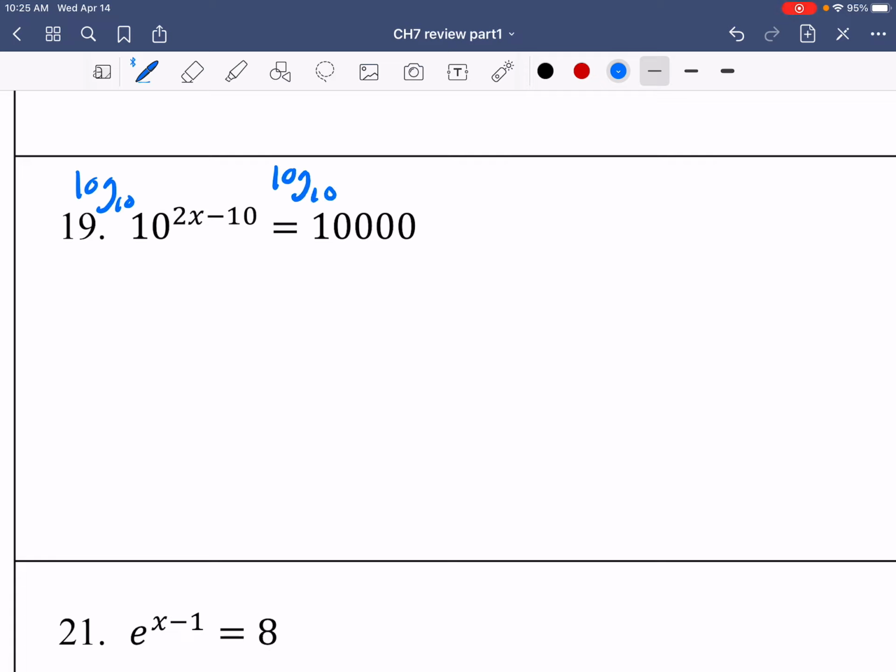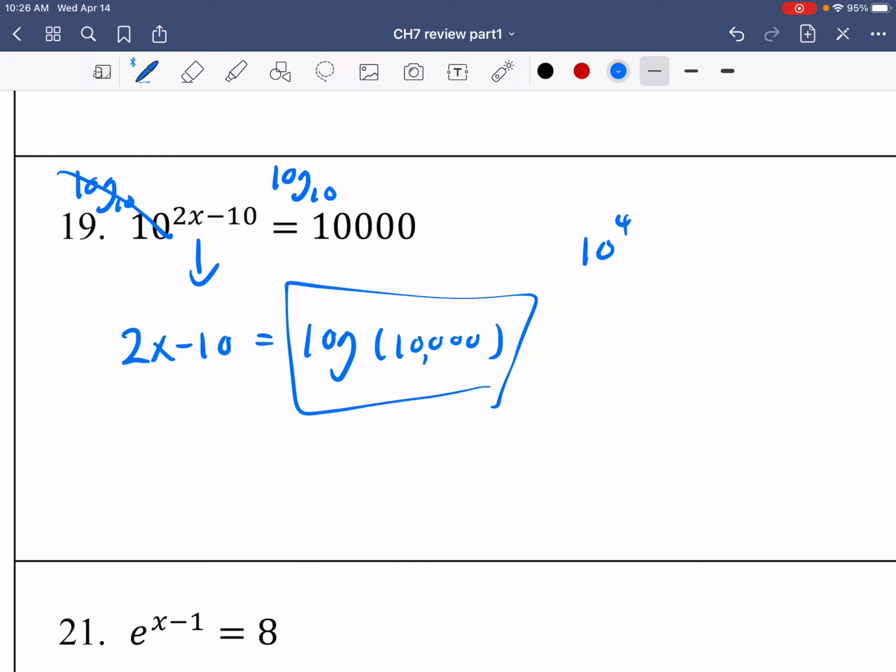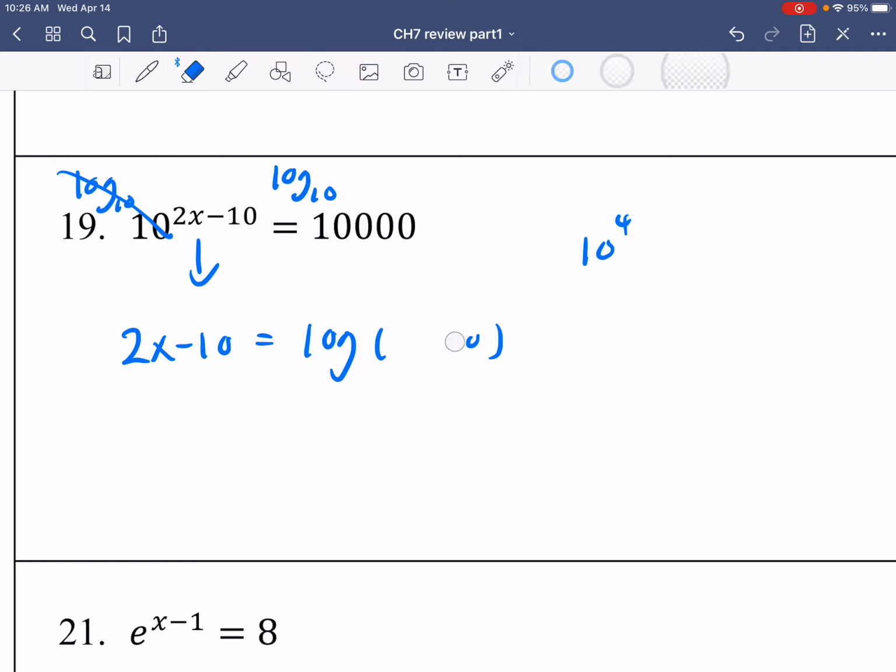Just like log base 10 both sides to get rid of this. So you get 2x minus 10 equals log base 10, I don't have to write log base 10, just log, like that. Now 10,000. 10,000 is 10 to the 4th power, right? 10, 100, 1,000? Yeah, 10,000. If you don't want to do this math, just put this one into the calculator and you will get the number. If you want to do it by hand, you know it's 10 to the 4th power.